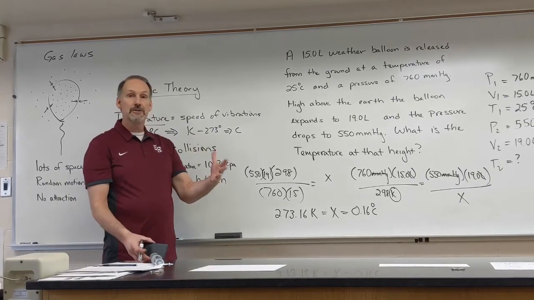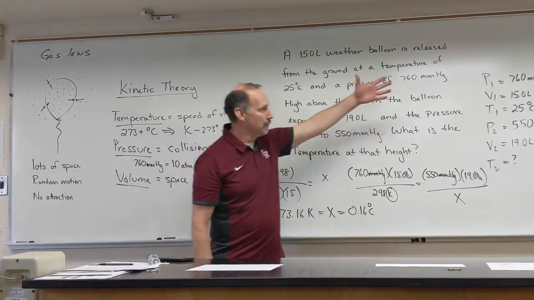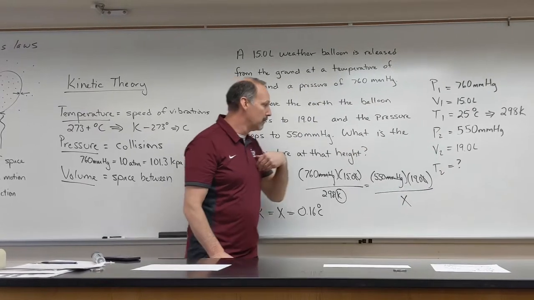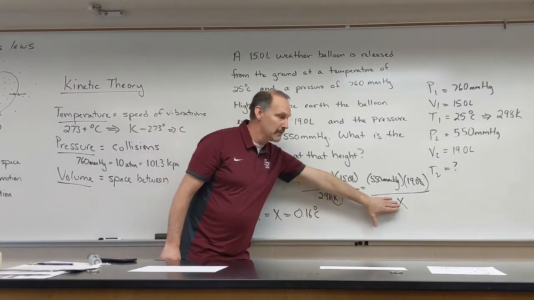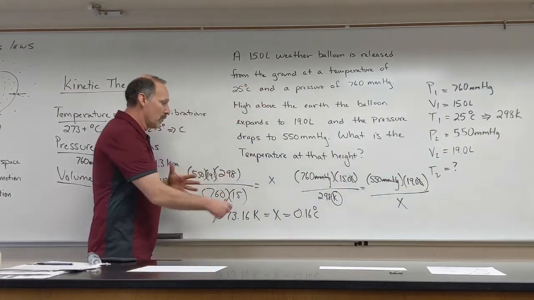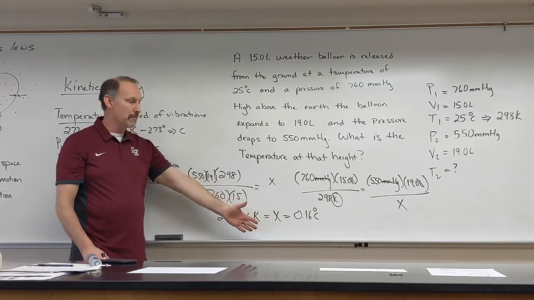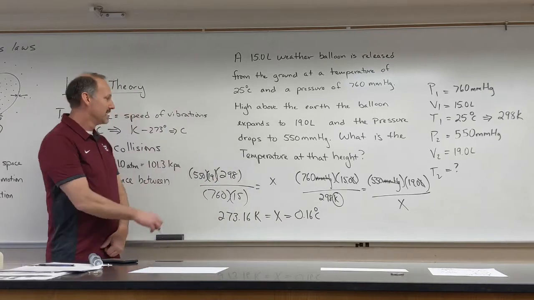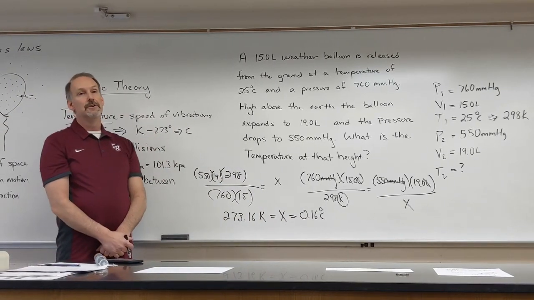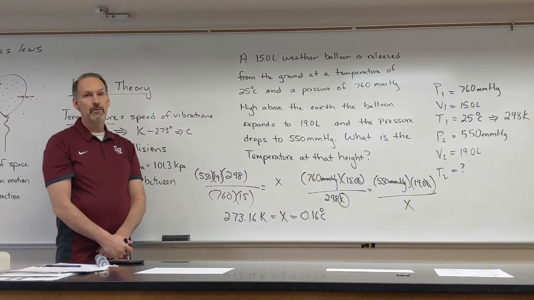Okay, so that was a complex problem. We used every one of our formula variables. We had an unknown on the bottom, so we had to flip our equations over. We still had to do a little bit of rearranging algebra, and then at the end we even went back and found degrees Celsius by subtracting 273. So that is how you do a problem like that.